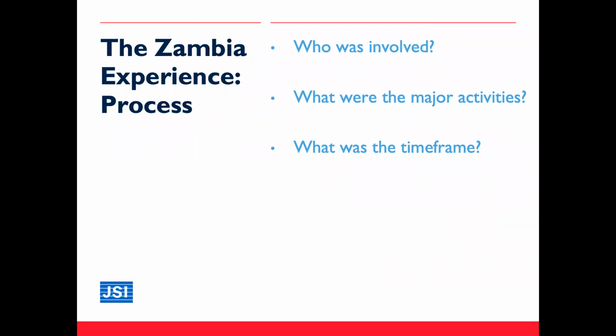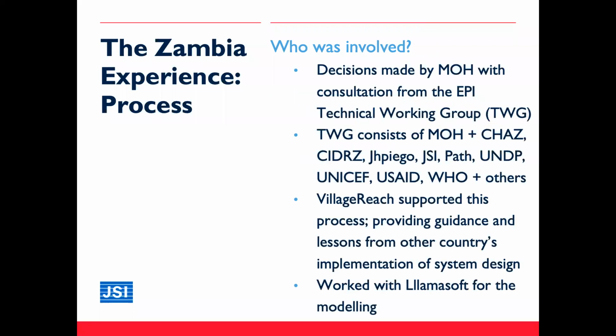So, okay, great. Let's come back and see what options you looked at. But first, let's get a little bit more information on the process you used. Can you tell us about that process and who was involved and what were the major activities and what was the time frame? Yes, I'd be happy to. Thanks, Barbara. In terms of who was involved, it was really decisions that are made by the Ministry of Health, but in consultation with the EPI Technical Working Group. This working group consists of the ministry along with UN, bilateral, multilaterals, NGOs and nonprofits, even local universities and civil society organizations, anyone that's interested in child health and immunizations.